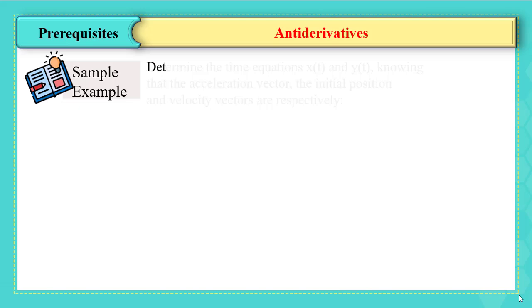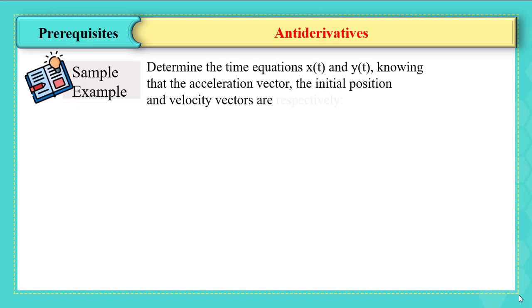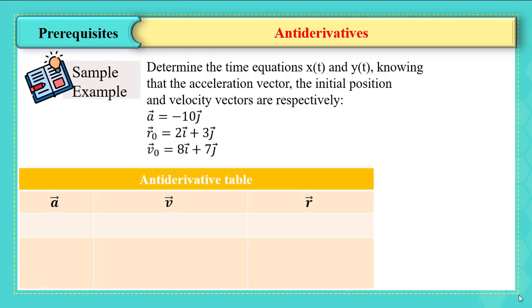Sample example. Determine the time equations x of t and y of t, knowing that the acceleration vector, the initial position, and velocity vectors are respectively a vector equals minus 10j, r0 vector equals 2i vector plus 3j vector, and v0 vector equals 8i vector plus 7j vector.